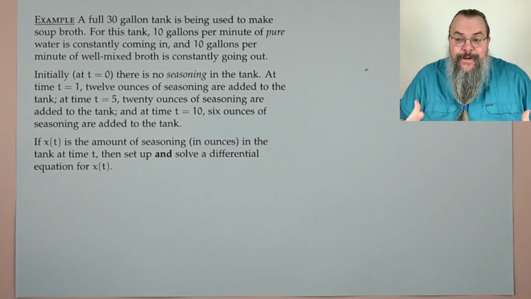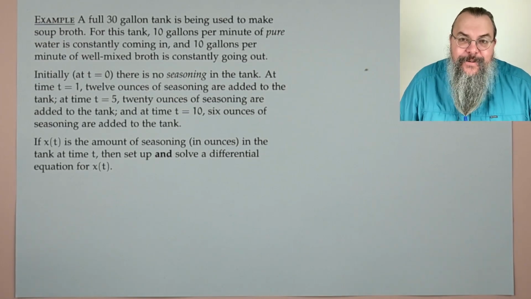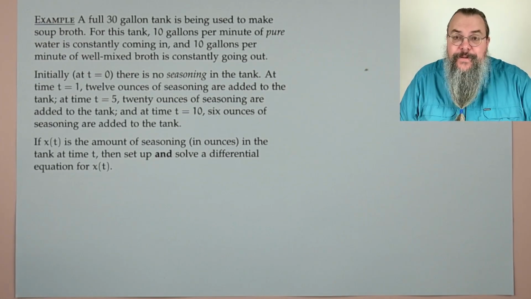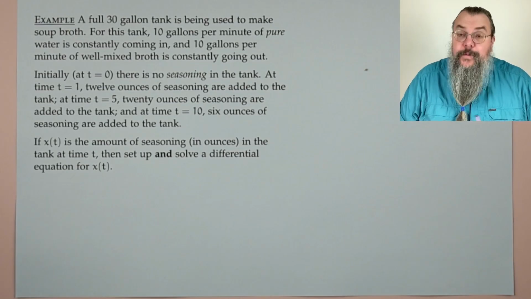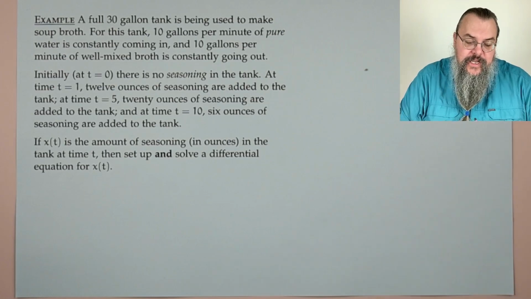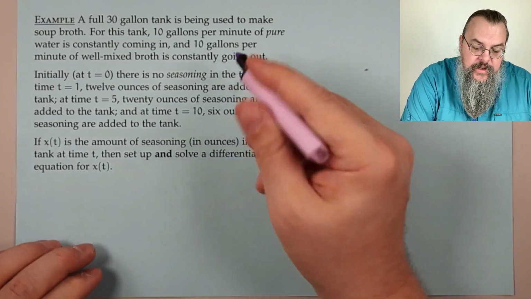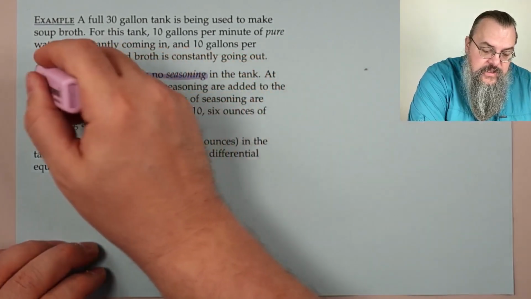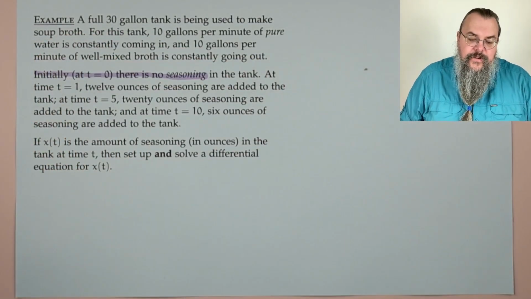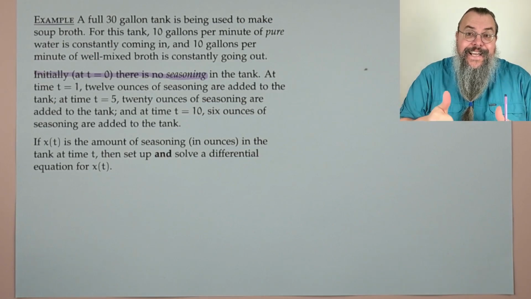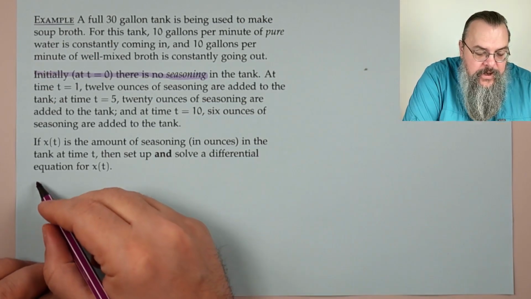Wow! A tank problem! It's been a while since we've done one of these. This will be fun. Okay, so we know a couple of things. We know our initial conditions. Let's just get that out of the way because we see initially no seasoning. All right, so the good news is we know x of 0. x of 0 equals 0. Nice. All right, well, what else can we say?